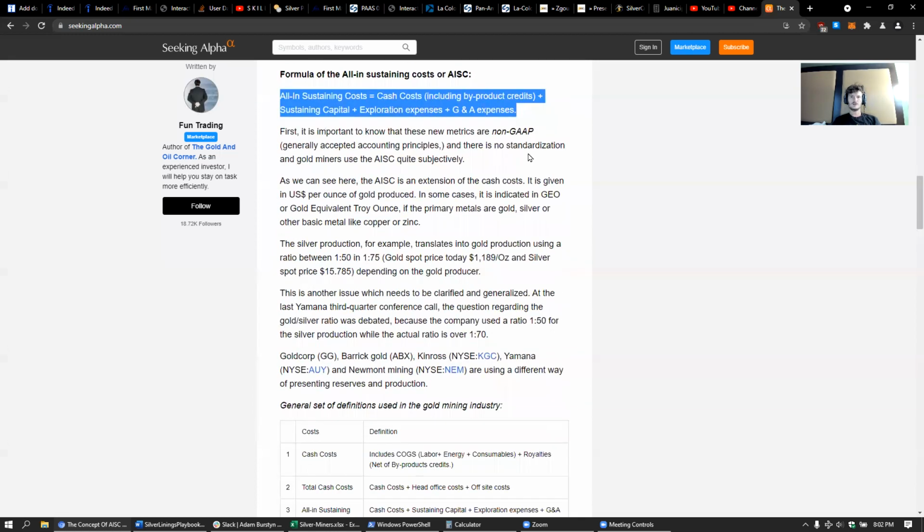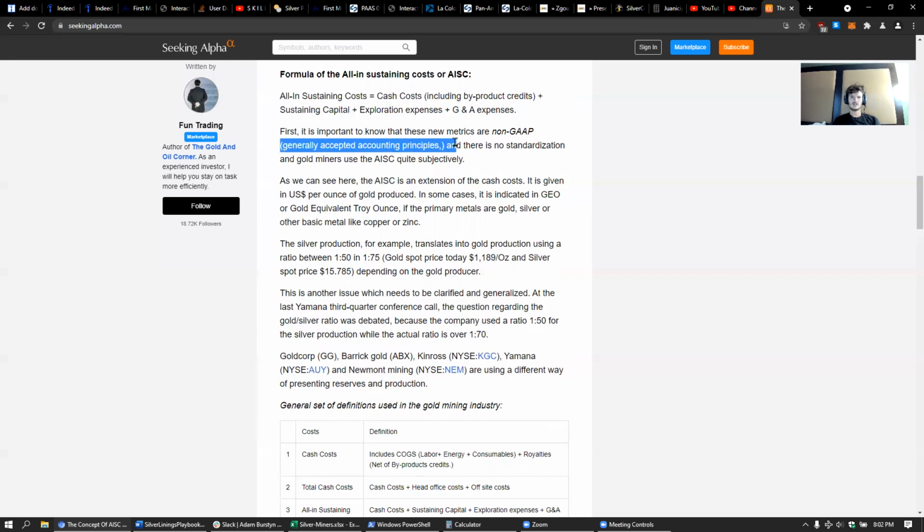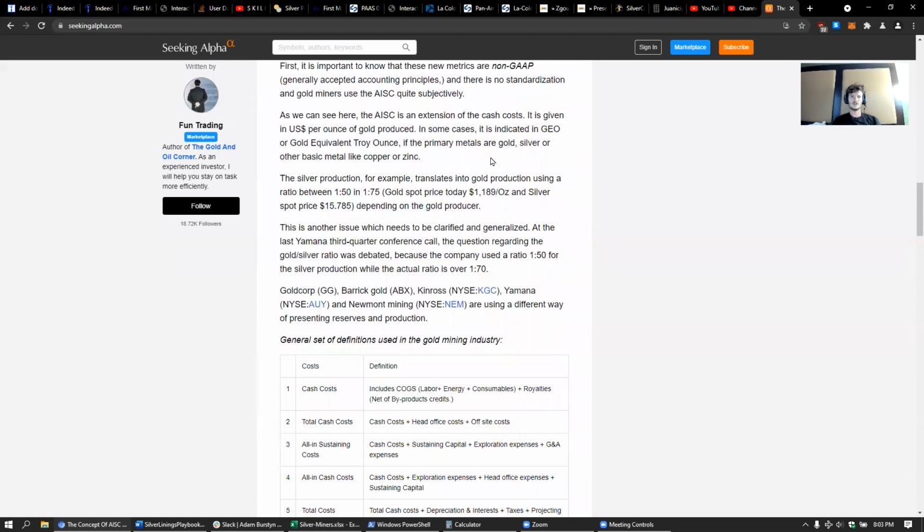First, it is important to know that these new metrics are non-GAAP, generally accepted accounting principles. Oh, I didn't see that on the next line. And there's no standardization, and gold miners use the AISC quite subjectively. Okay, fair enough. As we can see here, the AISC is an extension of the cash cost. It is given in US dollars per ounce of gold produced. In some cases, it is indicated in GEO or gold equivalent troy ounces. If the primary metals are gold, silver, or other basic metals like copper, you can see that's also not.